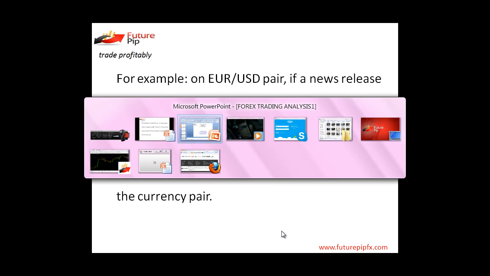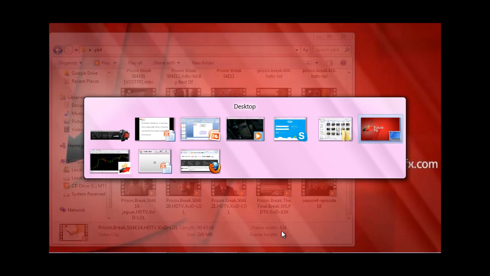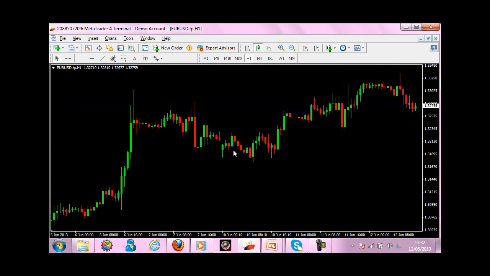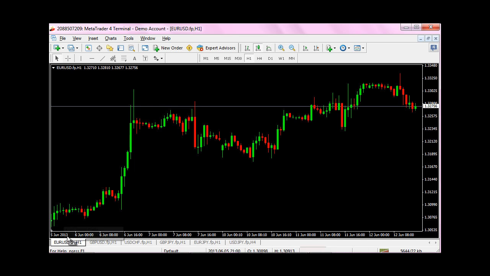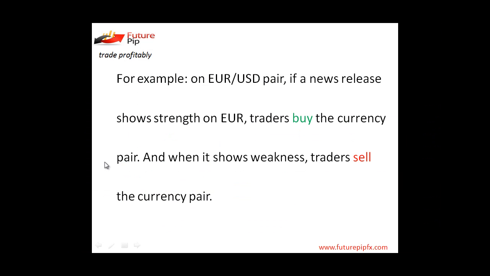So let me just take you to the platform and show you what I mean here. Assuming there's a news release on euro USD, and the news release has high impact on the currency, strengthening the euro, it means the euro has appreciated against the dollar, so traders tend to buy more of the base, so they buy the currency pair and make profit. Remember, when you buy a currency pair when the market is moving up, you make profit. When you sell when the market is going down, you also make profit as well. That's just it.